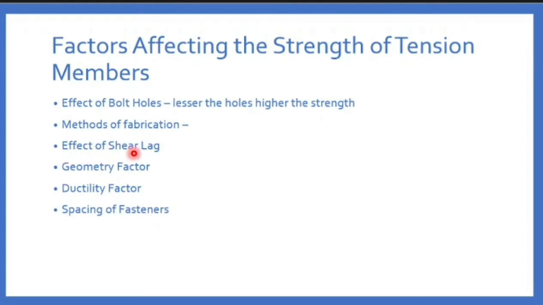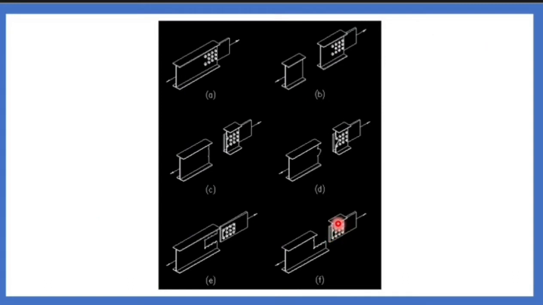What do you mean by shear lag is, if any angle member is connected like this, in the angle section you will be connecting at one leg only. This is leg number 1 and this is leg number 2. You will be connecting at one side only. The other side you will not have any force. One part you are connecting with the member, other part is free. So there is a force difference between leg 1 and leg 2. So there will be lagging of force. So this force lagging is called shear lagging.